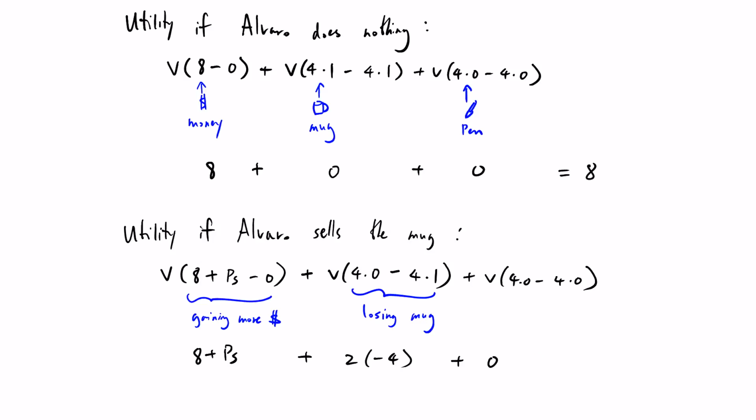So in the end, he is getting how much? 8 minus 8 plus PS. So that's just PS, which means for him to sell, you must make him at least as good, as better off as if he does nothing. That's the idea. If you want him to sell, you must pay him at least the amount of money that makes him as better off as if he does nothing, which means that has to be $8.